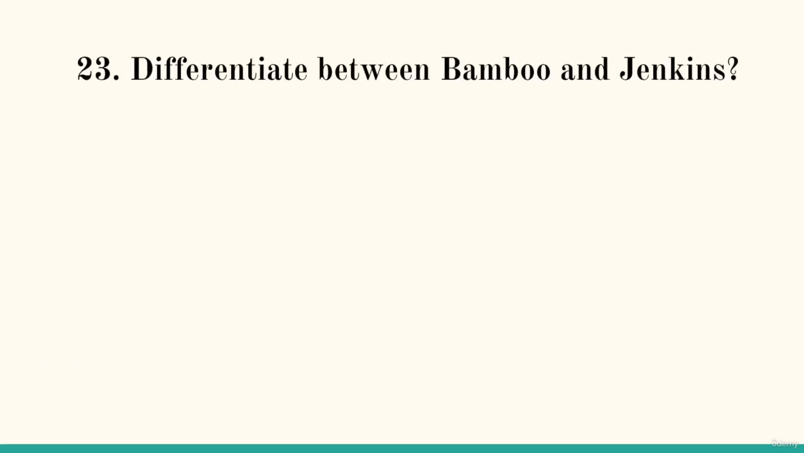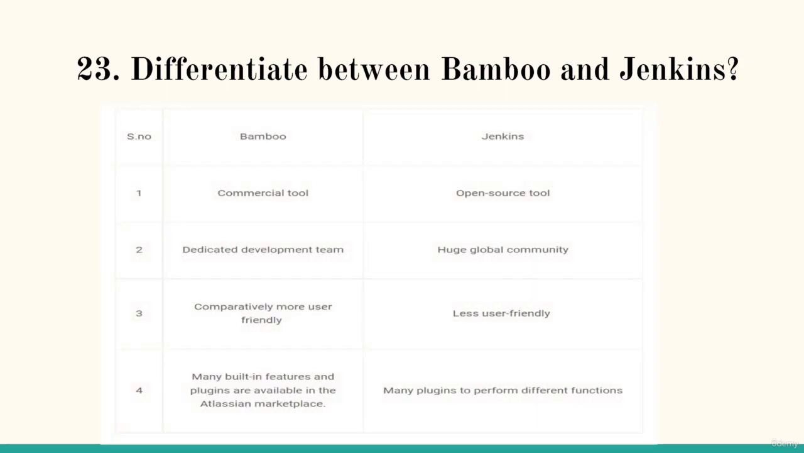Differentiate between Bamboo and Jenkins. So here is this image. On the left hand, Bamboo is a commercial tool. It has a dedicated development team. It is comparatively more user-friendly. It has many built-in features and plugins that are available in the Atlassian marketplace. Jenkins is an open source tool. It has a huge global community, is less user-friendly, and has many plugins to perform different functions.